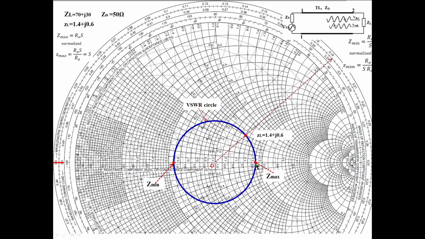Actually, for this example, the resistance value is 1.8, but the X value is 0. This is a reactance circle passing through this point. This is the resistance circle, its value is 1.8. So the resistance value is 1.8, but the reactance value is 0. This reactance circle value is 0 here. So this is 1.8 plus j0, the impedance value at this position.